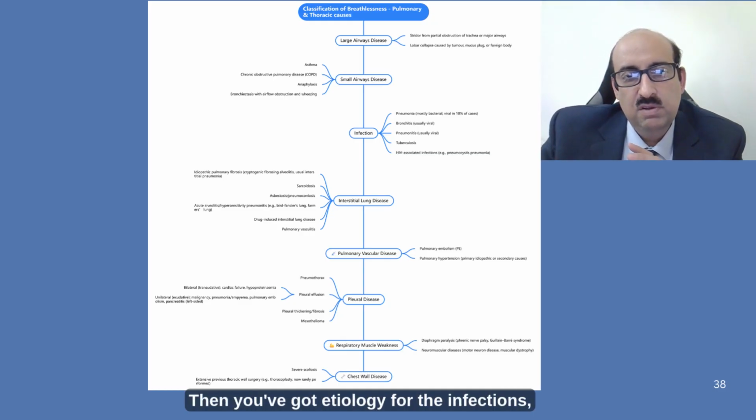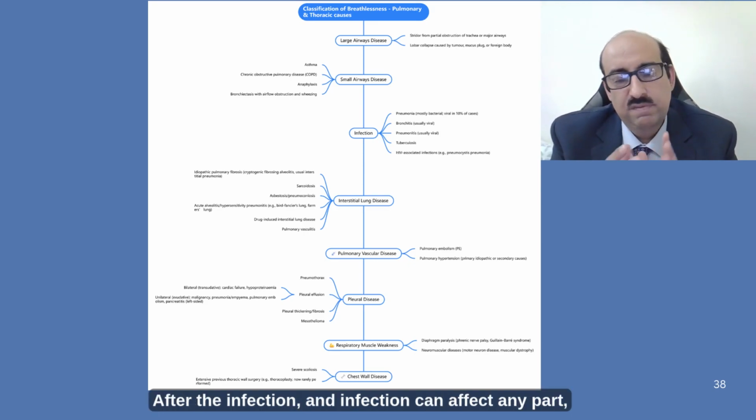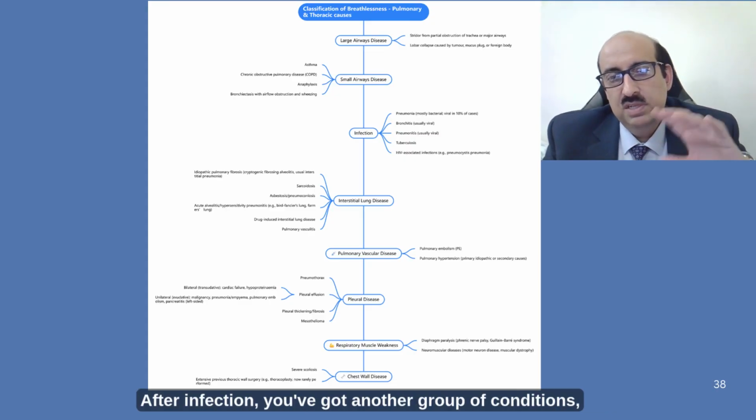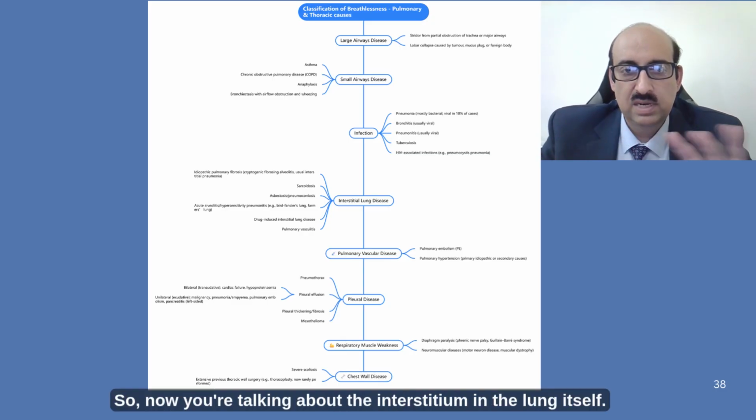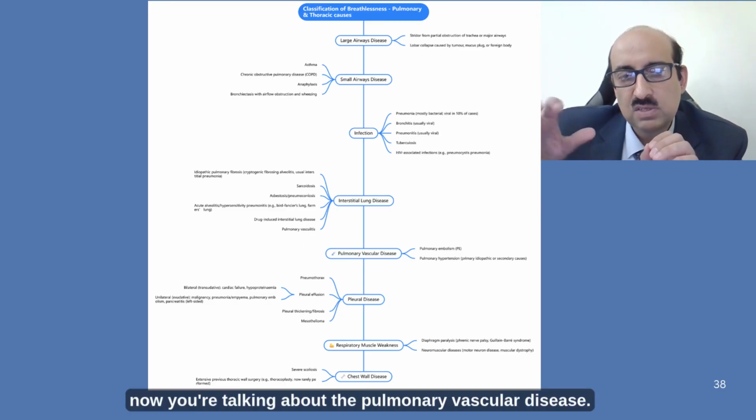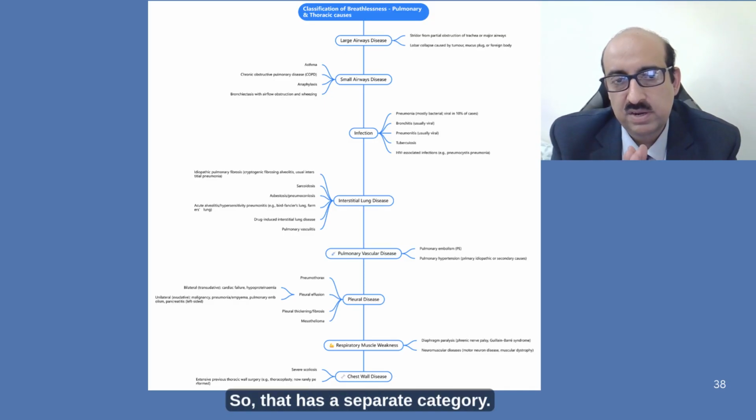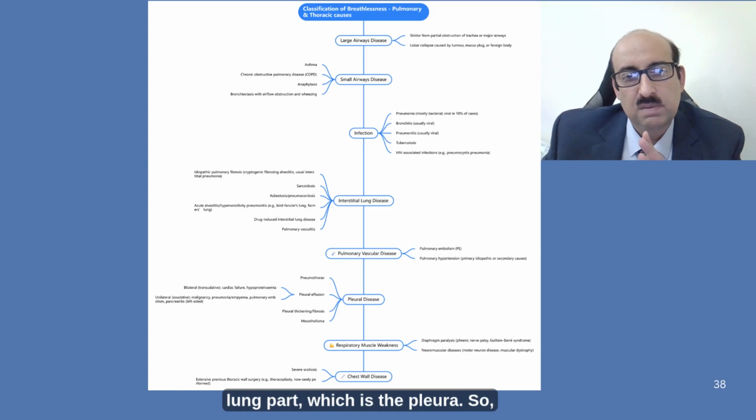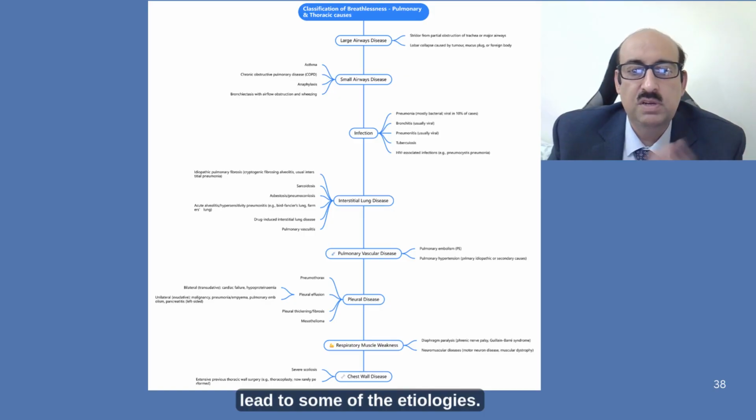Then you've got the infectious etiologies for acute dyspnea. Infection can affect any part, smaller airways, larger airways, and the lung parenchyma itself. After infection, you've got another group of conditions, which is the interstitial lung disease. So now you're talking about the interstitium in the lung itself. Once this lung part is covered, now you're talking about the pulmonary vascular disease, so anything affecting the blood flow in the lungs. So that has a separate category. Once you have dealt with all of them, eventually you're talking about the outside of the lung part, which is the pleura. So the pleural space or the pleural disease itself will lead to some of the etiologies.